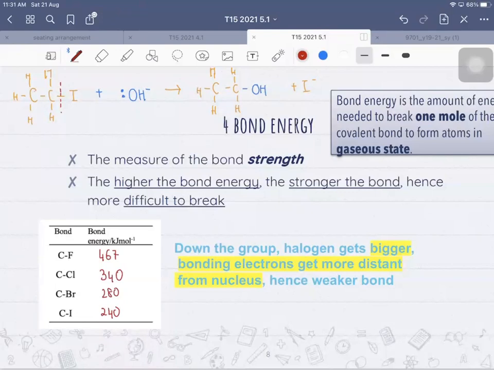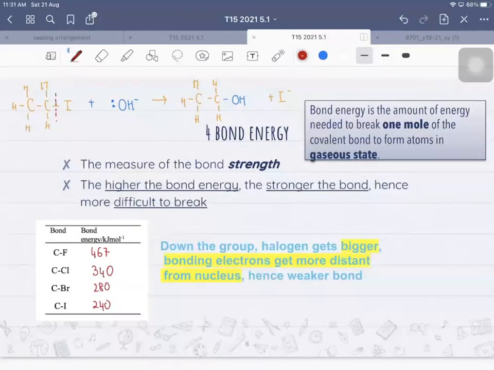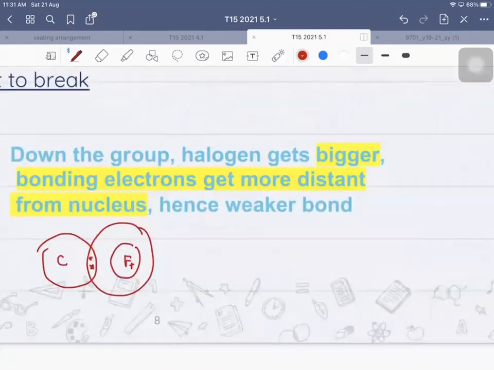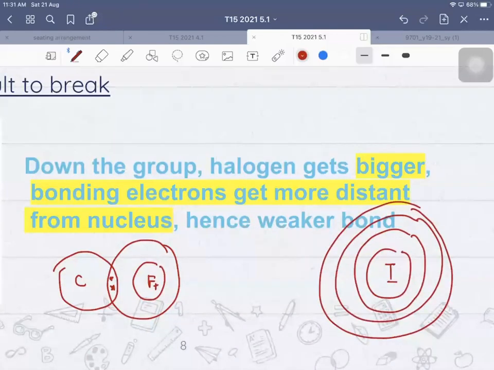So the bonding electrons get more distance. More distant, sorry. So you have a fluorine with 2 shells, and the positive charge nucleus is in the center, and you have your carbon there, and that is your bonding electron. As compared to iodine, where you have 5 shells, 1, 2, 3, 4, you get the idea that iodine is big, and then your carbon is still the same size.